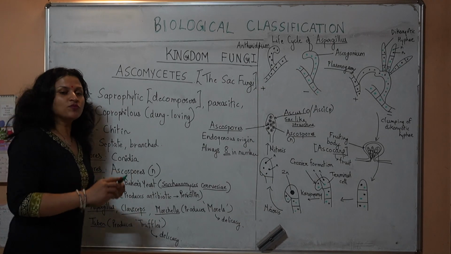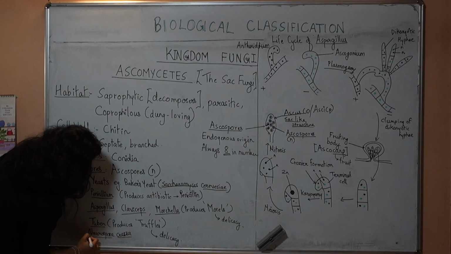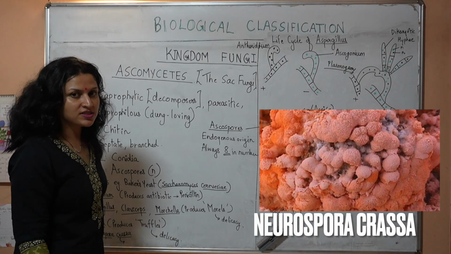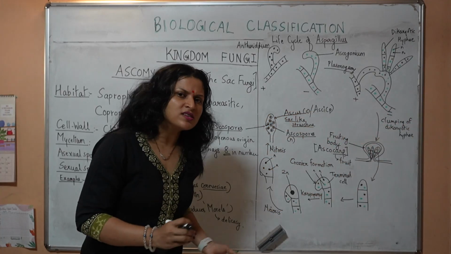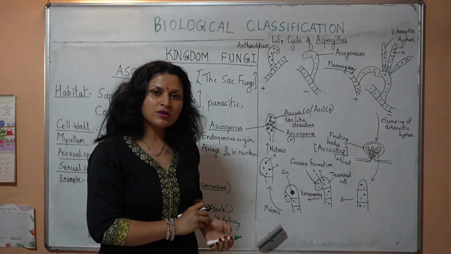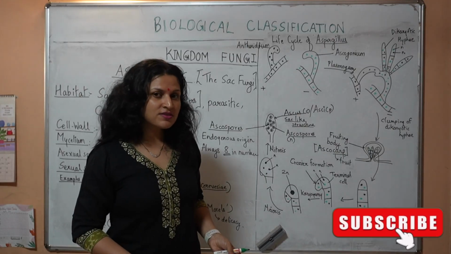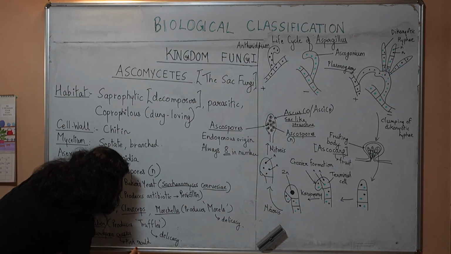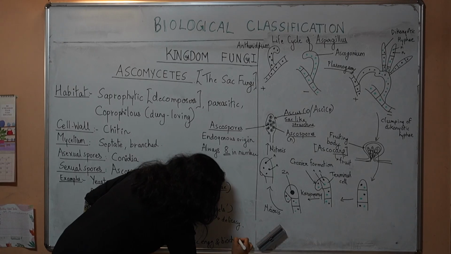I would like to mention one more example of Ascomycetes, that will be Neurospora crassa. Neurospora crassa is used for biochemical and genetic engineering research work. It's a pink colored Ascomycete. Penicillium is green colored, Aspergillus is black colored, Neurospora crassa is a pink colored mold. These colors that they get are because of the conidia that they produce. This one produces pink colored conidia, Neurospora crassa, pink mold. Important example, used for genetic engineering and biochemical research.